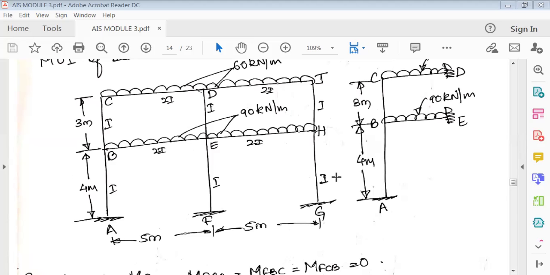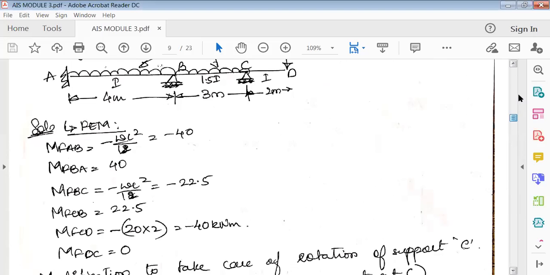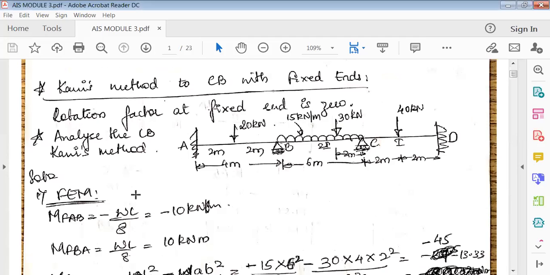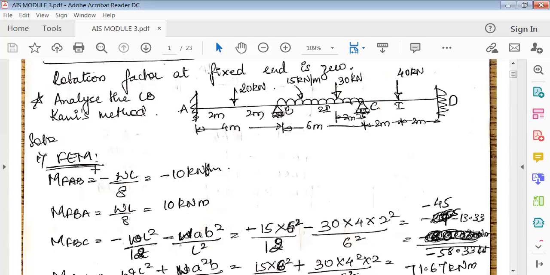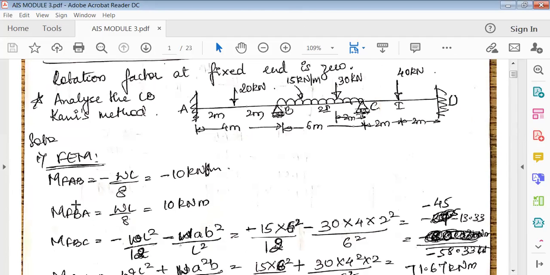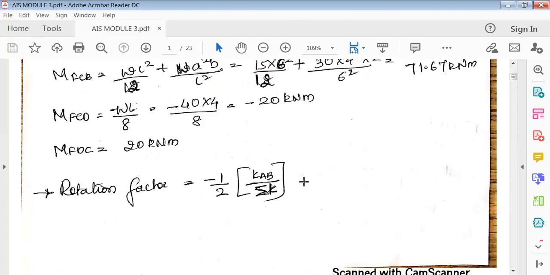So this is called a story, and if you go horizontally, that becomes the bay. The steps are more or less the same. Suppose this is a given beam. A is fixed, D is also fixed. As usual, the first step is finding the fixed end moments for AB, BC, and CD.